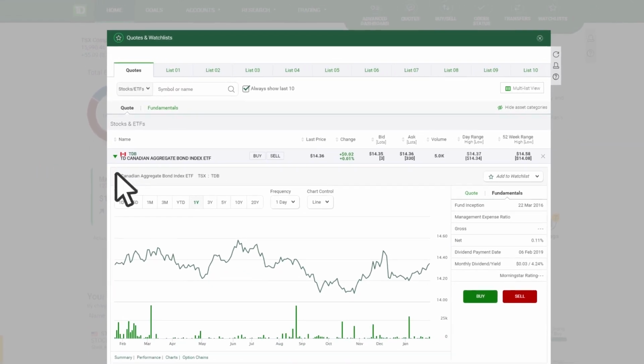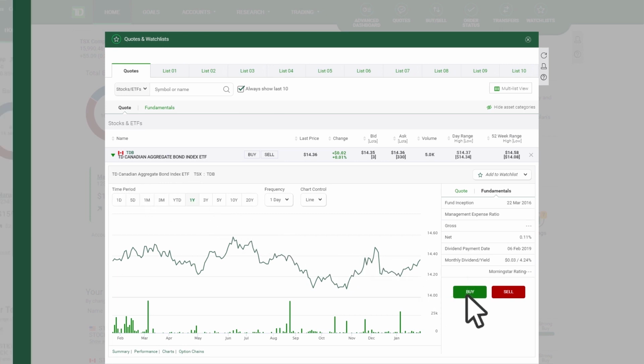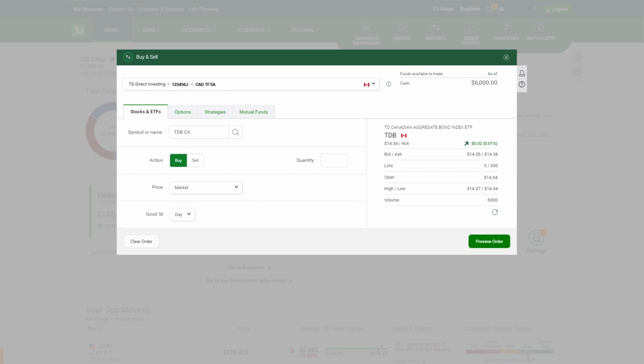When you are ready to make a stock or ETF trade, click the Buy or Sell buttons to bring up the order entry ticket. Verify your account and select the type of security you want to purchase by choosing one of the tabs in the order entry screen. Next, confirm the symbol and the action fields reflect your desired trade. Enter the quantity or number of shares or units that you want to trade.